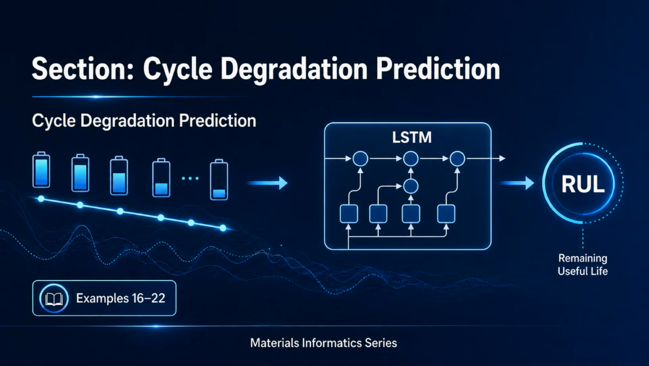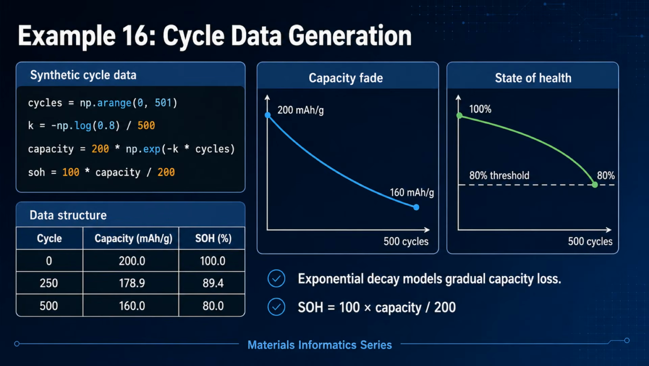Predicting how batteries degrade over time is crucial for lifetime estimation and early failure detection. In this section, we'll implement time series methods using LSTM and GRU neural networks. These recurrent architectures excel at learning patterns in sequential data like cycling experiments. First, let's generate realistic cycle data for training.